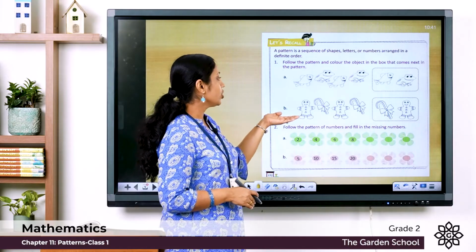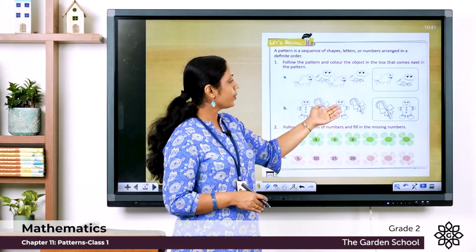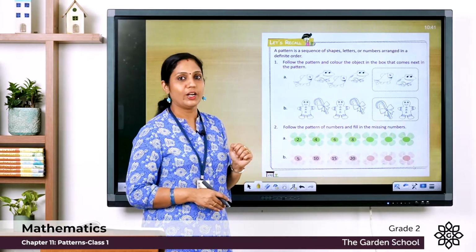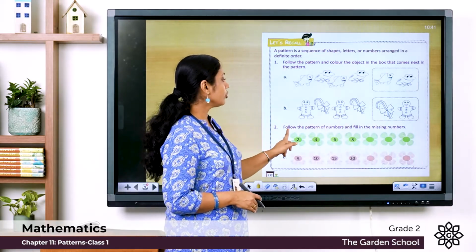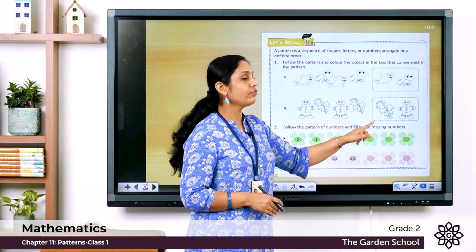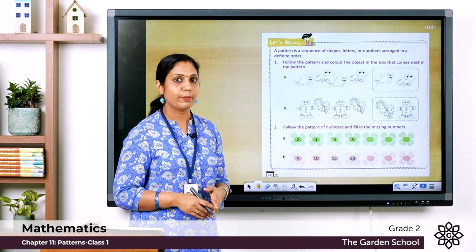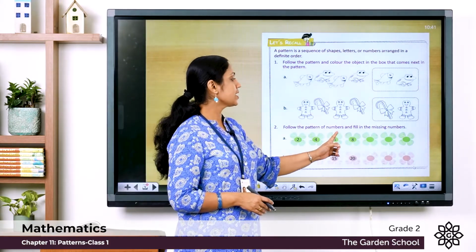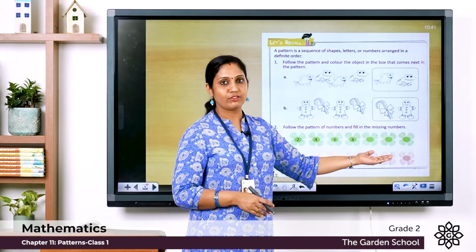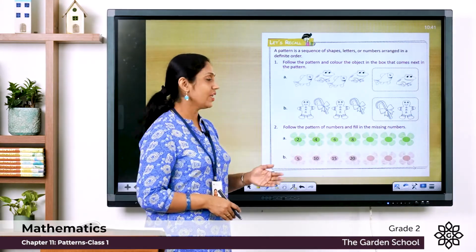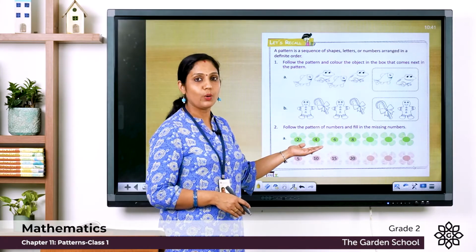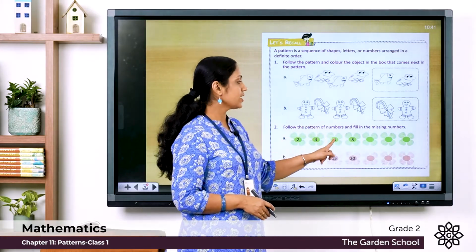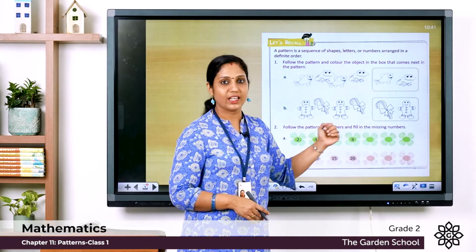Next one, we have a gingerbread man, a stick. Gingerbread man, stick. Which one has to come? The gingerbread man has to come. So you can do it accordingly. The next one, follow the pattern of numbers and fill in the missing numbers. So let's have a look at the pattern of numbers. 2, 4, 6, 8. And the rest we have to fill in. So which number has to come? Let's have a look at the numbers. These are going by the multiples of 2. So 2, 4, 6, 8. The rest you can think and write it.